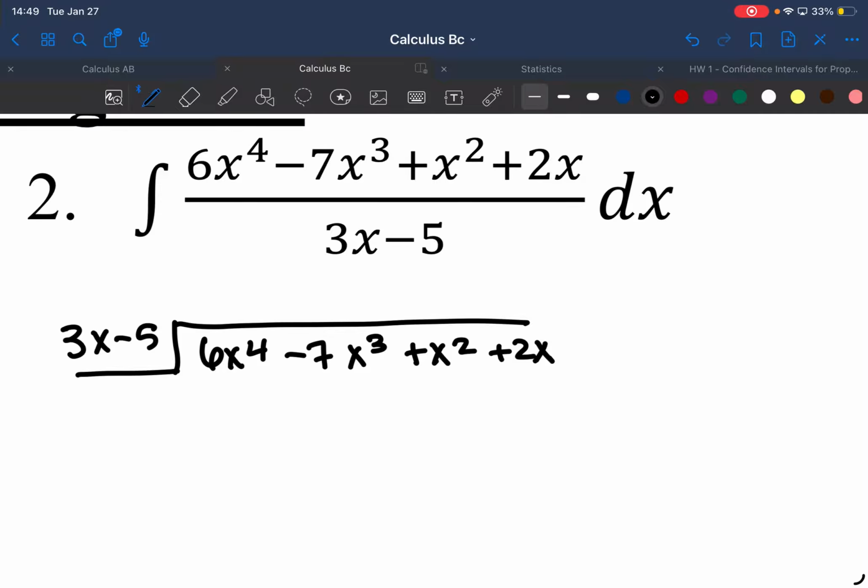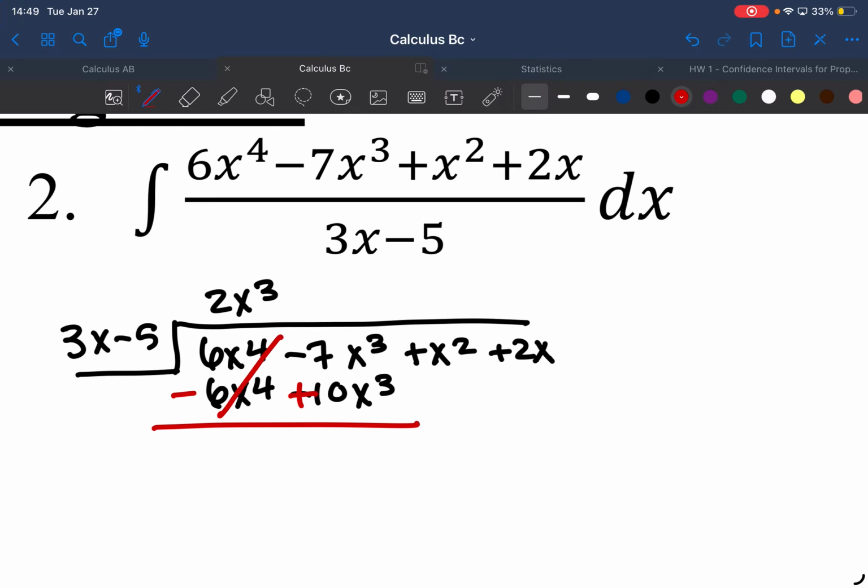Okay, so long division. So what can I multiply 3x by to get 6x to the 4th? 2x cubed. So I have 6x to the 4th minus 10x cubed. Change the signs. First one cancels, and I'm left with 3x cubed. Bring everything else down. Okay. Now what would I multiply 3x by to get 3x cubed? X squared. Don't you guys miss this fun math?